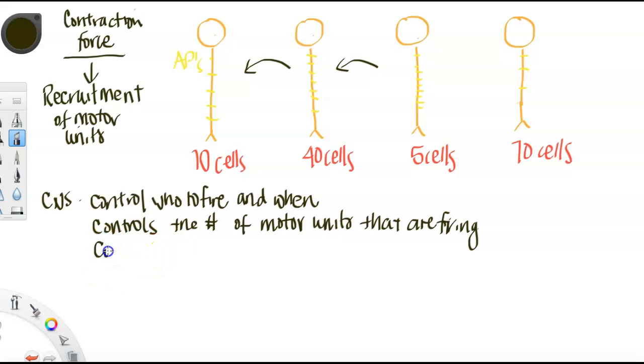The CNS also controls the pace of stimulation, which is basically the wave summation, how these guys are firing. So these action potentials here, this one's firing this fast, this one's firing really fast, this one's not so fast. The central nervous system controls all that. So we can recruit motor units to get more force.